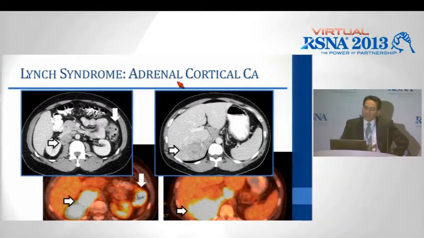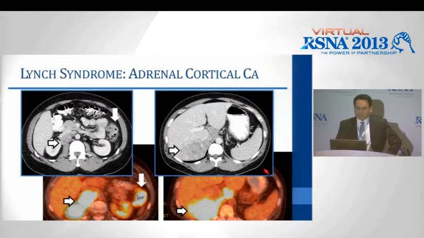This is another patient with Lynch syndrome, left-sided colon cancer, FDG avid, and you can see a large mass in the right upper quadrant, invading the liver with retroperitoneal adenopathy, and this was adrenocortical carcinoma, metastatic, and unfortunately this patient died soon thereafter.